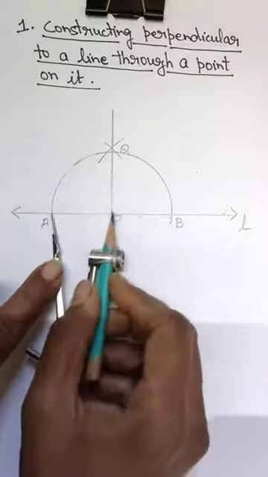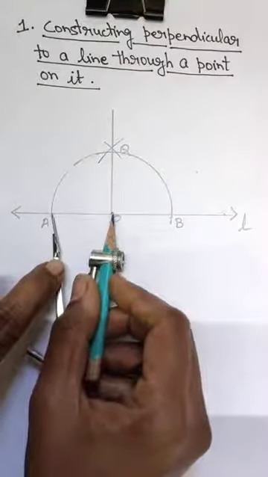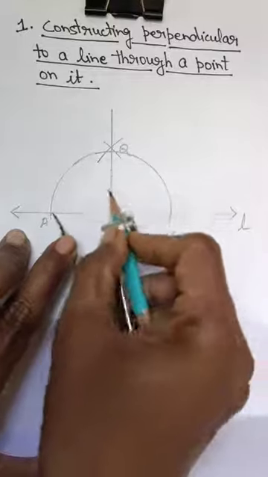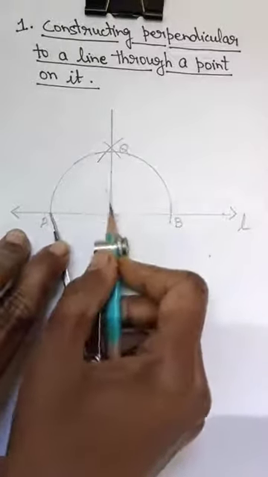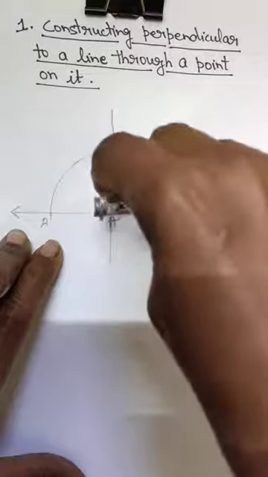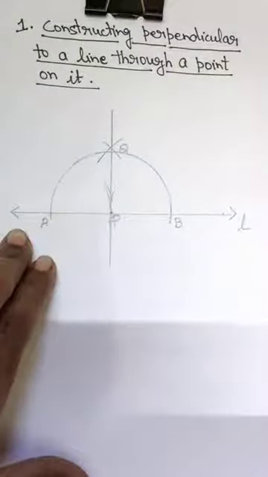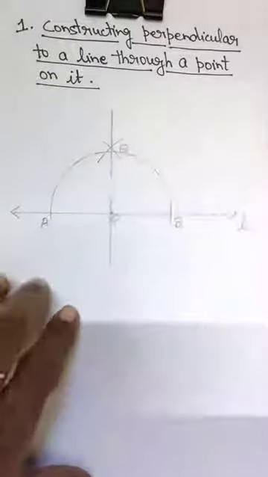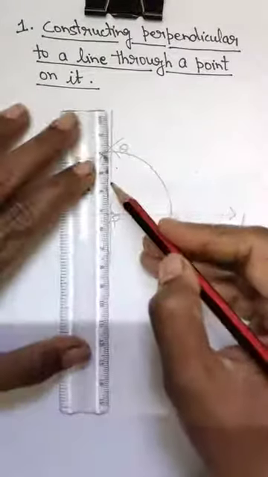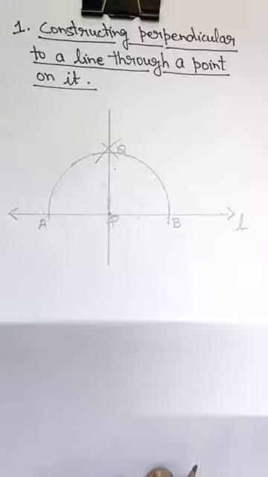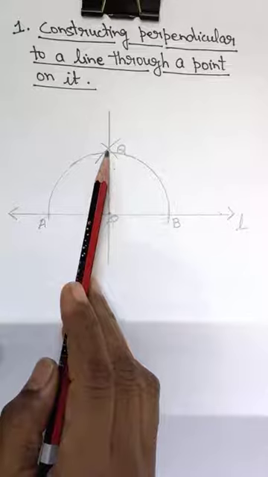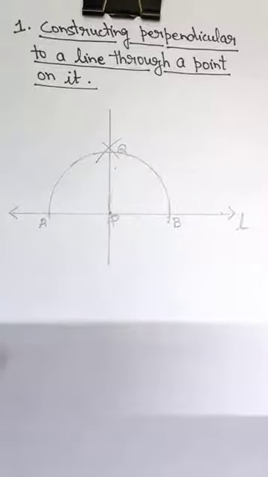Now with A and B as a center and taking same radius, draw two arcs, one from A and one from B. I have taken more than half, because if I take the same radius, it will be near here only. Take more than half of radius and draw two arcs, one from A and one from B, which cut each other at Q. Join PQ. PQ is perpendicular to line L.